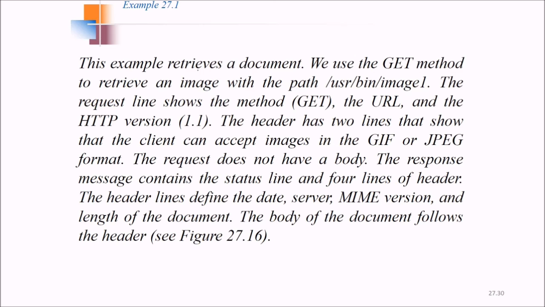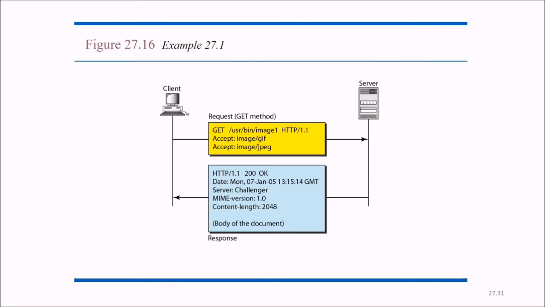Now we have an example. It retrieves a document. We use the GET method to retrieve an image. This is the path, user pin image 1. So the request line shows the method GET. First, let us see the figure. So this is an example. Now the example is like this. A client is there. Of course, you know what the client is in this WWW and HTTP area. It is a browser for you.